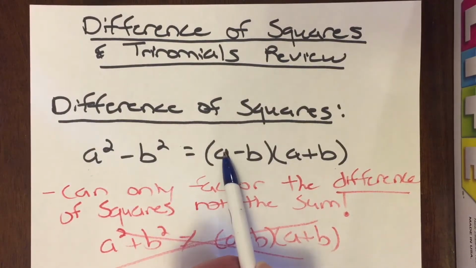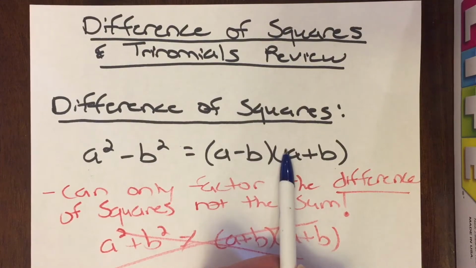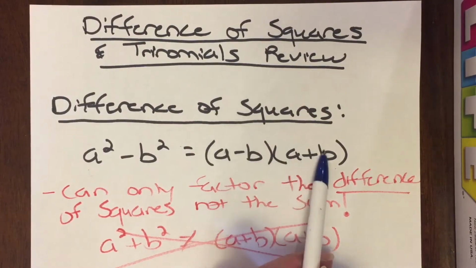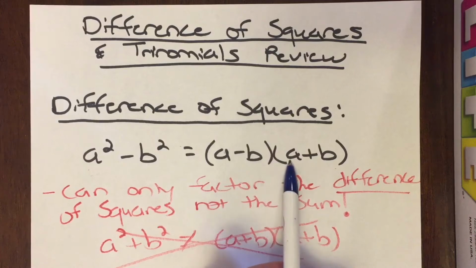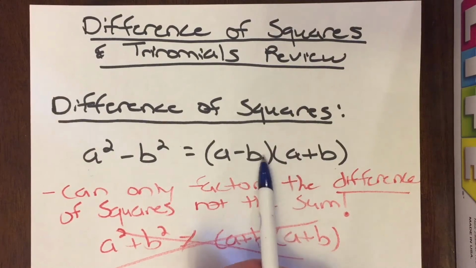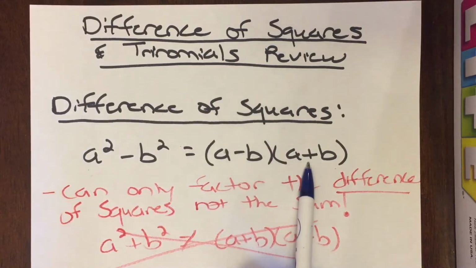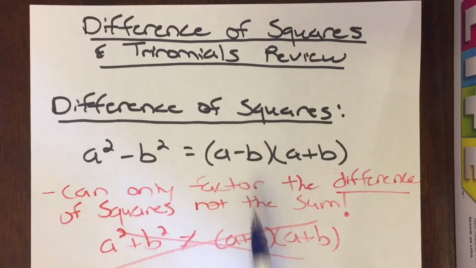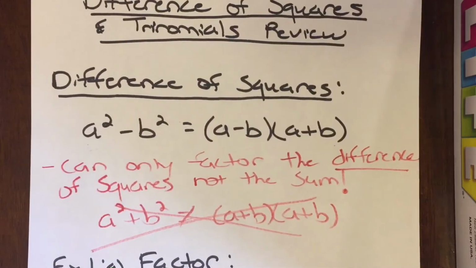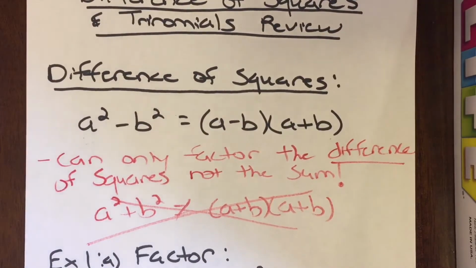So if we distribute here, I'd have a squared, plus ab and minus ab. So the middle terms would cancel out, and then minus b squared. Okay, so just remember, one is always a minus and one is always a plus to get that middle term to cancel. And as a reminder, you can only factor the difference of squares, not the sum.